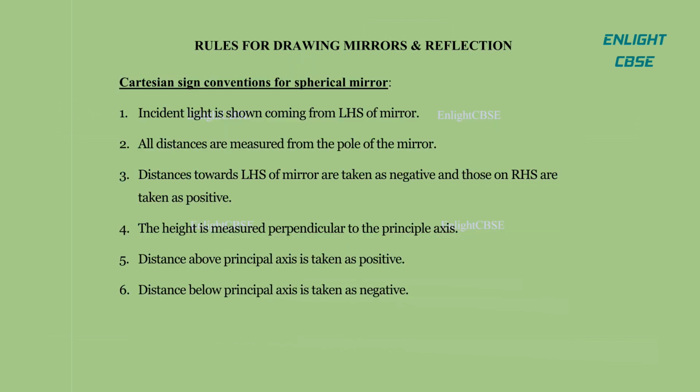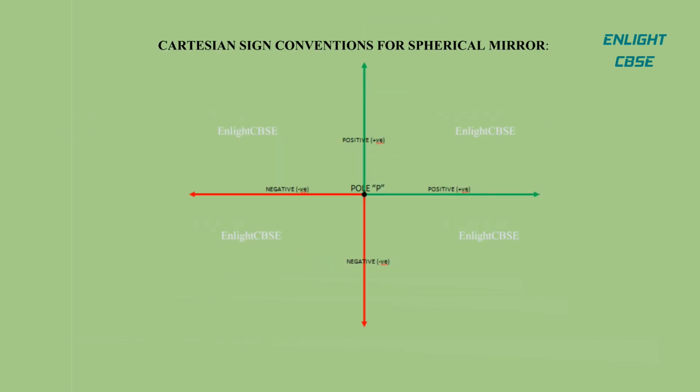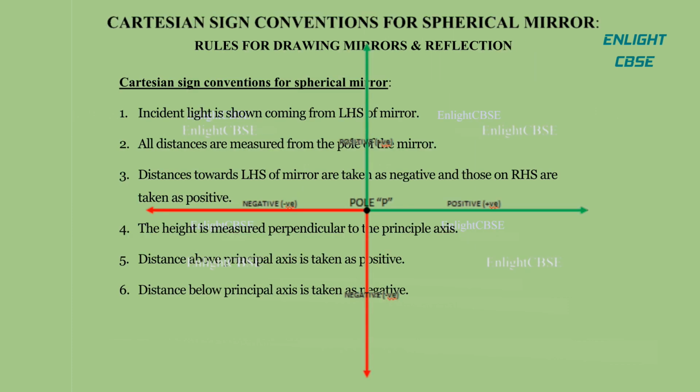Under Cartesian sign conventions for spherical mirror: 1. Incident light is shown coming from the left-hand side of the mirror. 2. All distances are measured from the pole of the mirror. 3. Distances towards the left-hand side of the mirror are taken as negative and those on the right-hand side are taken as positive. 4. The height is measured perpendicular to the principal axis. 5. Distance above the principal axis is taken as positive. 6. Distance below the principal axis is taken as negative.